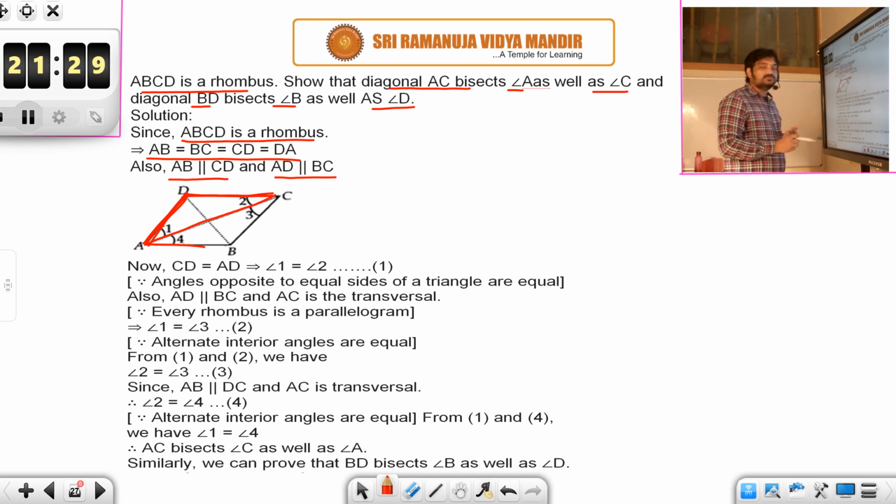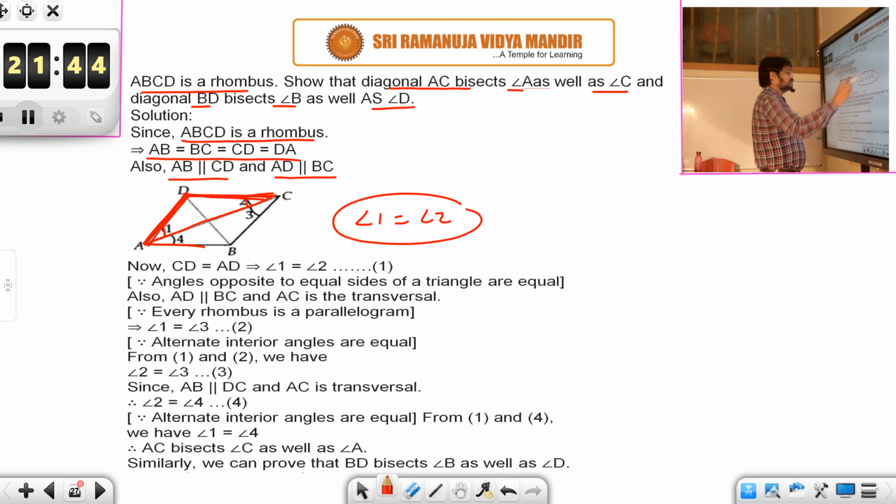The angles opposite to equal sides will be equal. So AD and DC are equal. The angle opposite to AD is 2 and the angle opposite to DC is 1. So obviously angle 1 will be equal to angle 2, because angles opposite to equal sides of a triangle are equal. Right? Similarly, you could show that 4 is equal to 3.